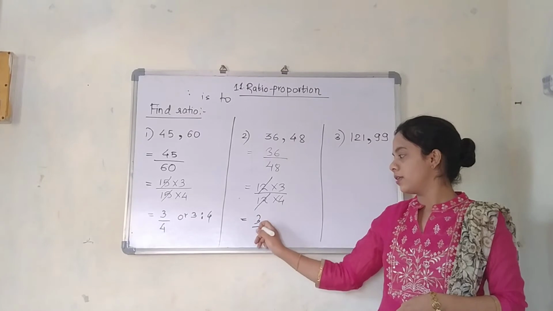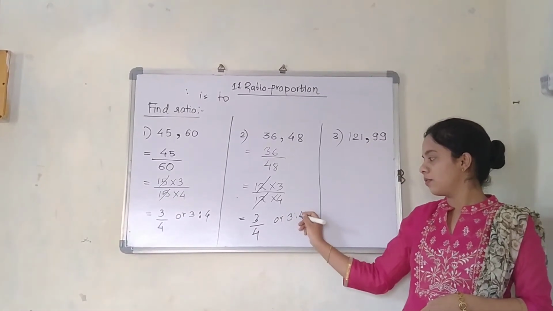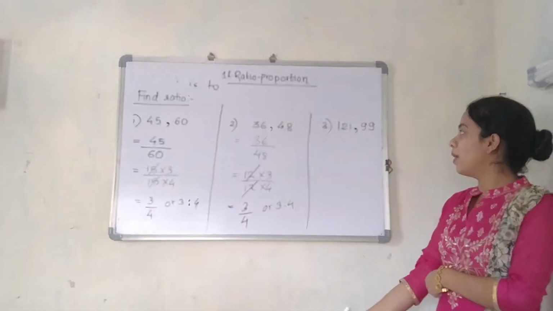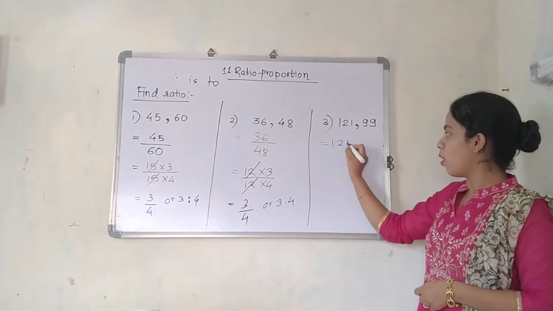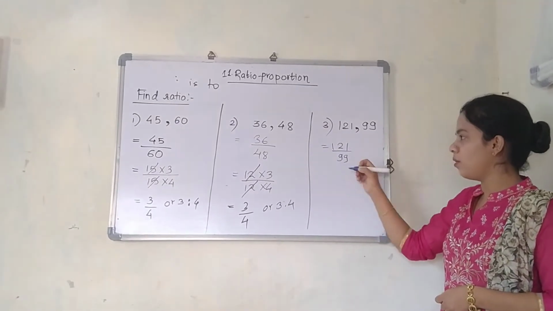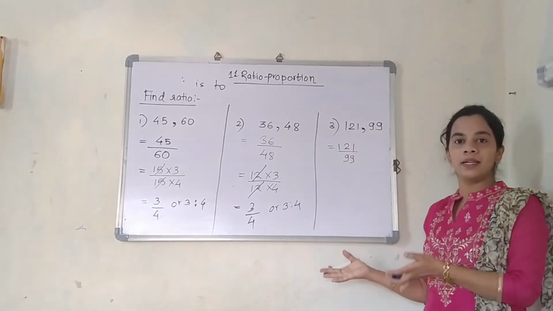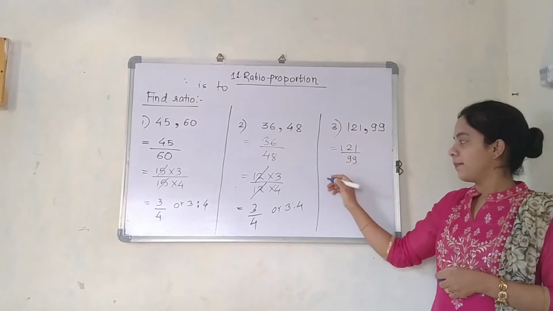So my answer is 3 upon 4 or 3 is to 4. You can denote it anyhow, no issue. Now 121 upon 99. So 121 on top, 99 over here. Don't interchange them. Don't say that 121 is big, so I will take it down. No. The first number will always be first and this one will be down.